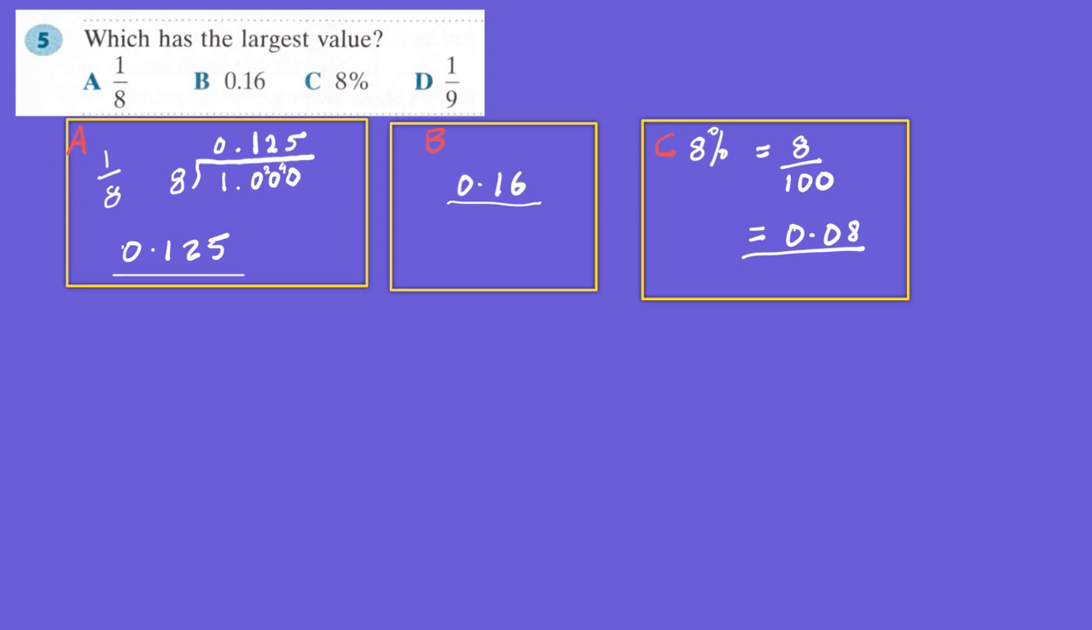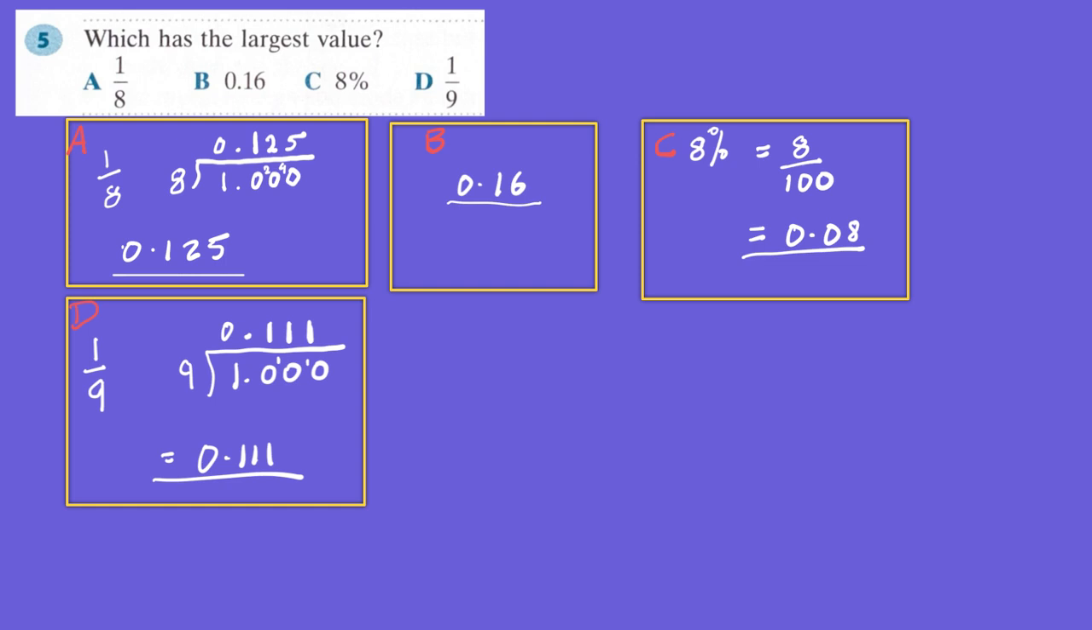And now for the last one, which is just another fraction. So we'll divide 9 into, again, 1.000. 9 into 1 doesn't go. 9 into 10 goes once and 1 over. 9 into 10 goes once and 1 over. And again, 9 into 10 goes once. So basically we've got 0.111.